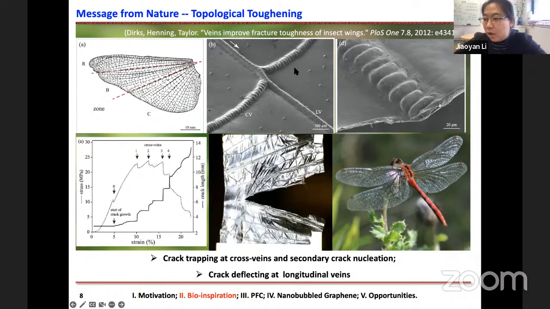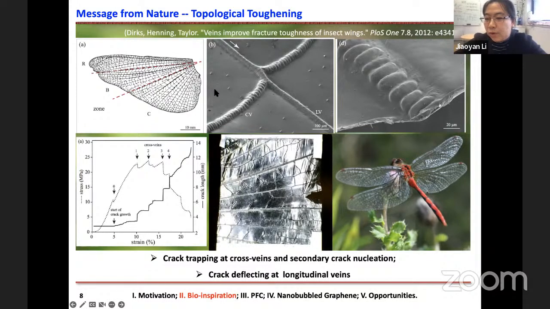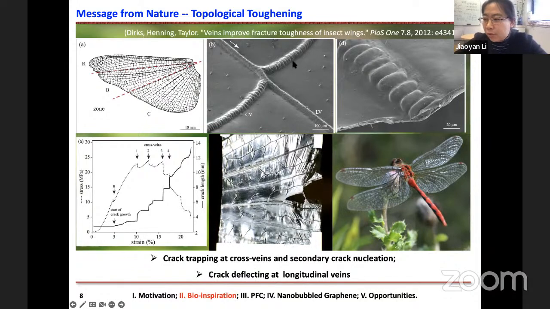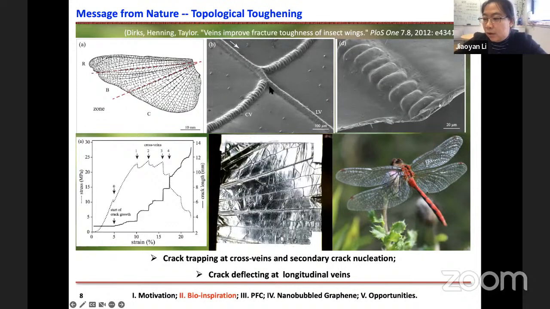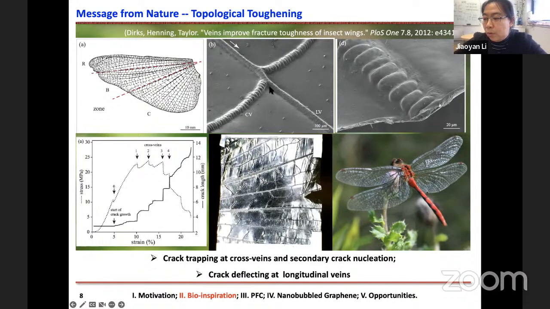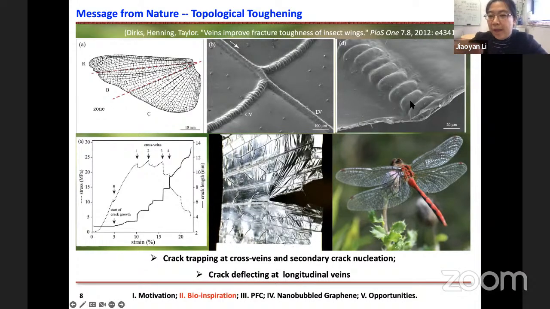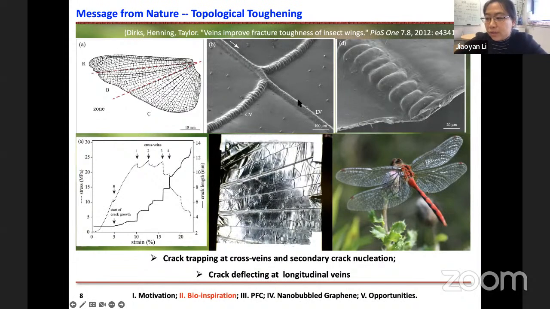In the figures on the top, we can see the microstructure of the dragonfly's wing. We can see these cross veins and also the longitudinal veins. We also see a kind of wavy pattern inside each of the cross veins or longitudinal veins.